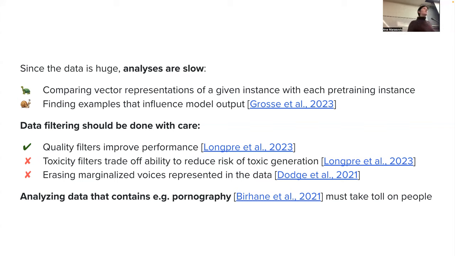And then the data itself: people who do audits of data, bless them. That's a terrible, terrible job. There's a paper by Birhane et al., a great paper. They have shown that a lot of image data sets contain child pornography, and we are all as researchers just using that data. But they had to look at that data, and that's a huge toll on the people who are actually doing that, and who are usually paid very little money to do it.